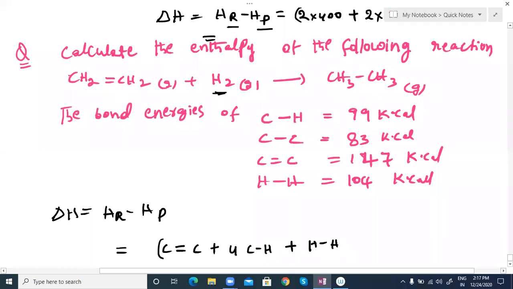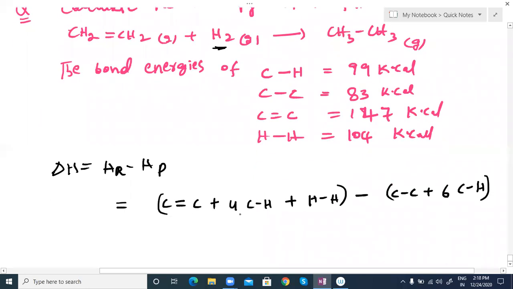This is the sum of the reactants minus products: 1 C-C bond plus 6 C-H bonds. Now you can cancel, if you want. You can subtract 4 C-H bonds here and 6 C-H bonds there, and get the net value. It doesn't matter. You don't have to write 4 C-H here and 6 C-H there. Since it is the same energy value with plus and minus, you can cancel it.